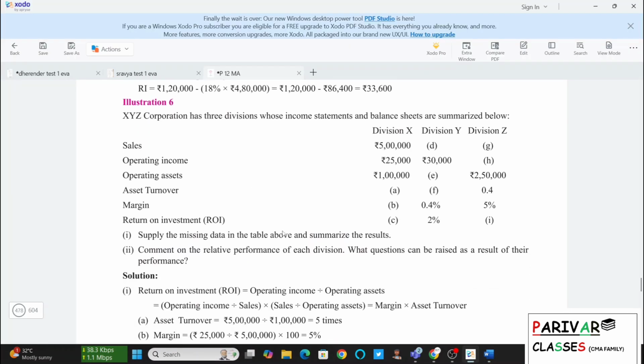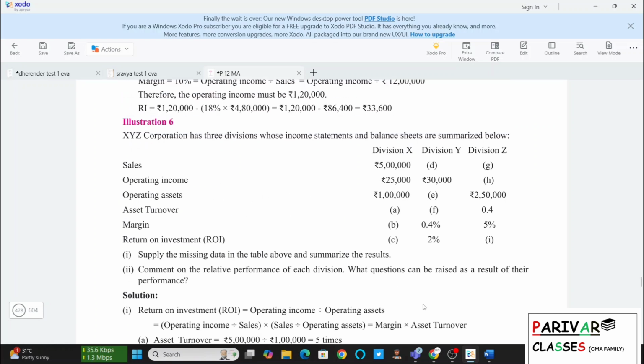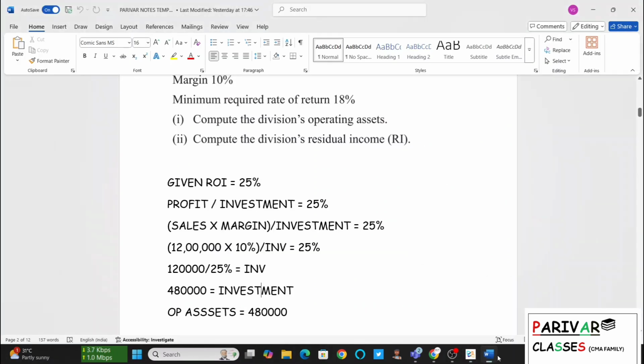Illustration 6. XYZ corporation has three divisions. So this is a good question. Missing data question. He has given some data and some data is missing. We have to supplement the data. The question is somewhat lengthy because we have to supplement the data for three divisions. For each division, 3 points are missing. Overall 9 points are missing. We will do it in a separate notepad.